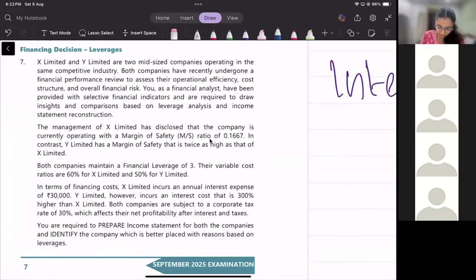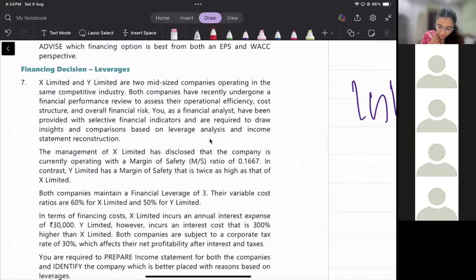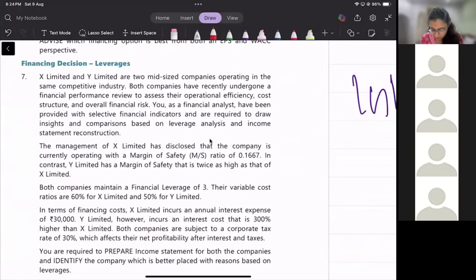So, shall we go to the next question? Yes. So, let's go to the next question. X Limited and Y Limited are two mid-sized companies operating in the same competitive industry. Both companies have recently undergone a financial performance review to assess their operational efficiency, cost structure, and overall financial risk. You, as a financial analyst, have been provided with selective financial indicators and are required to draw insights and comparisons based on leverage analysis and income statement reconstruction.